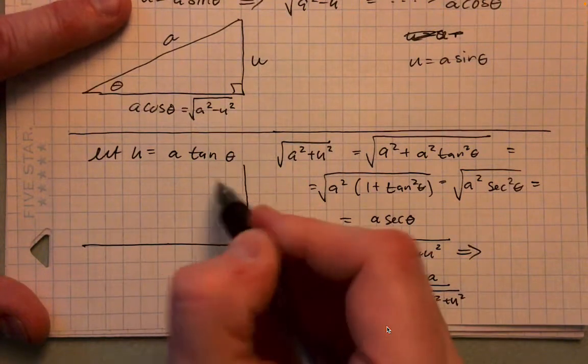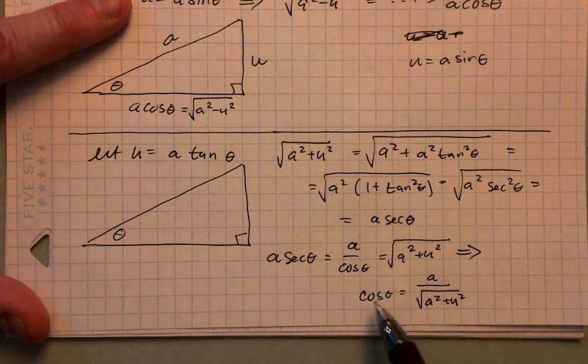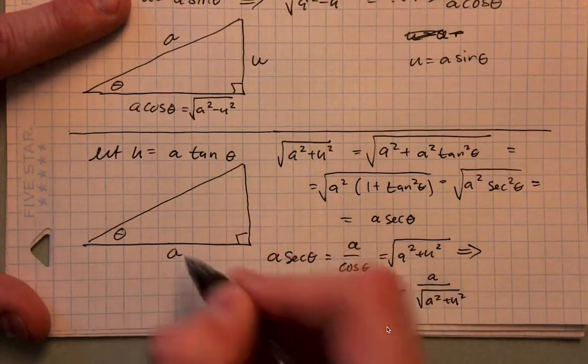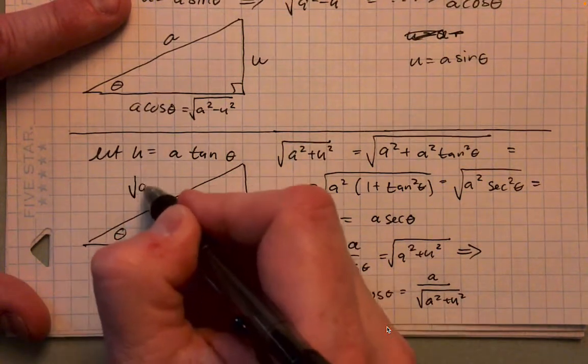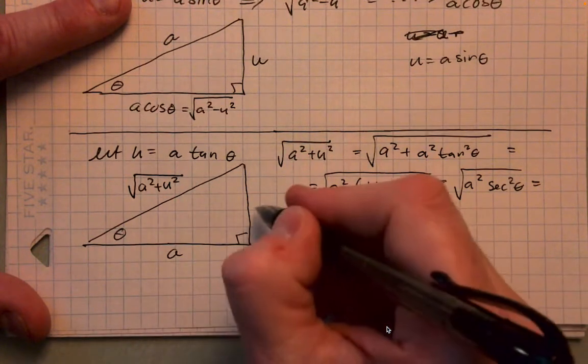All right, so we consider a triangle. So we've got our theta, our right angle. The cosine of theta, which is just the adjacent over the hypotenuse, is a over the square root of a squared plus u squared. So that means this is a, and this is the square root of a squared plus u squared. Right, then of course this is u.